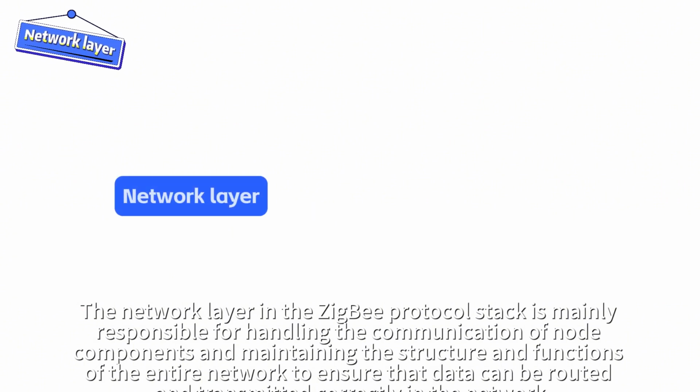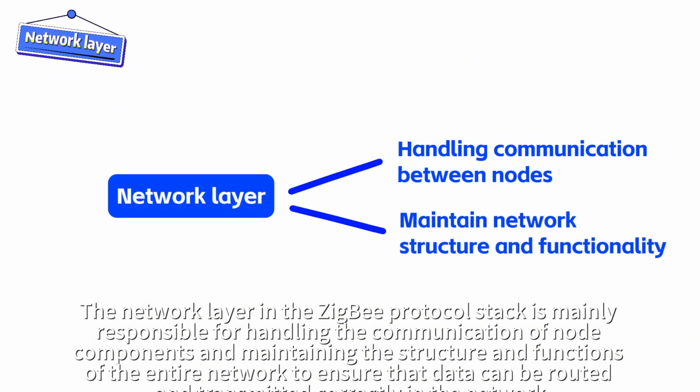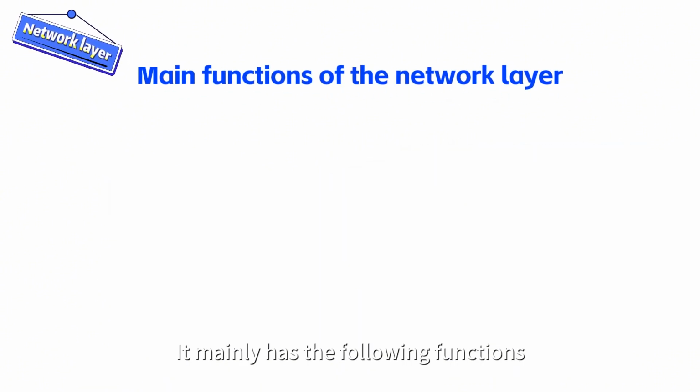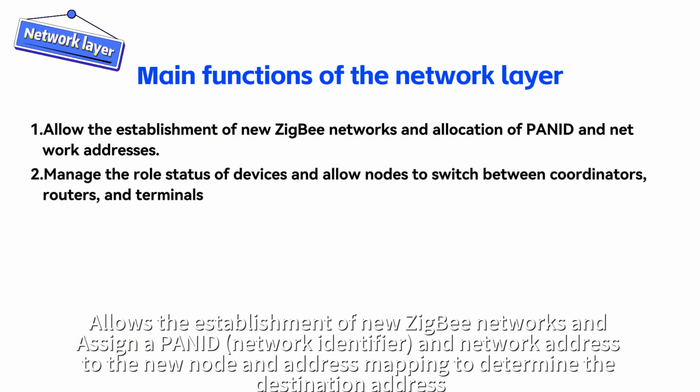The network layer in the ZigBee protocol stack is mainly responsible for handling the communication of node components and maintaining the structure and functions of the entire network to ensure that data can be routed and transmitted correctly in the network. It mainly has the following functions. 1. Allows the establishment of new ZigBee networks and assigns a PANID, network identifier, and network address to the new node and address mapping to determine the destination address.